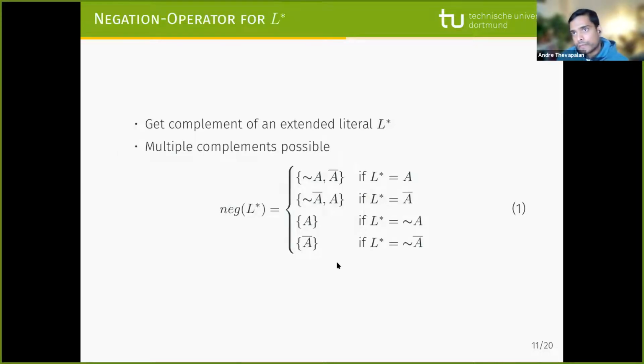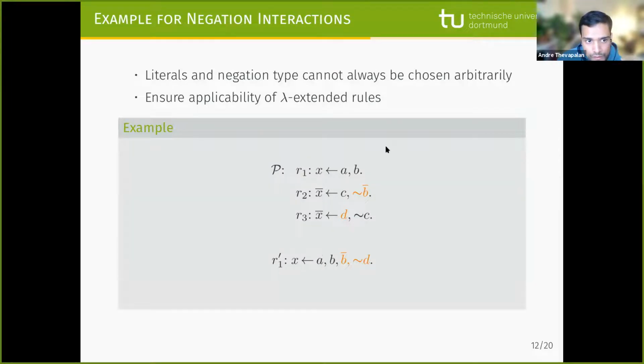So it seems like this is a very straightforward approach, but because of the 2 negation types we use and because of specific interactions, there are some restrictions we have to consider. First of all, because of the 2 negation types, in 2 cases we have 2 possibilities to negate an extended literal. And we can show that we cannot choose the negation types arbitrarily. So there are some restrictions.